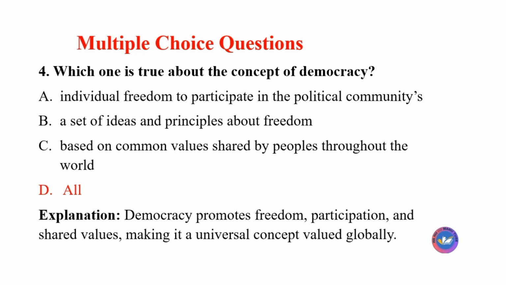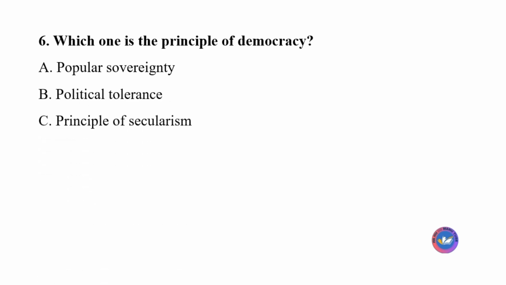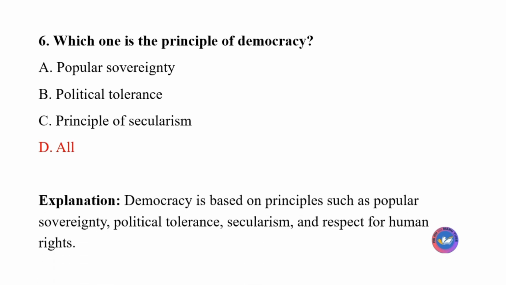Question number 6. Which one is the principle of democracy? A. Popular sovereignty. B. Political tolerance. C. Principle of secularism. D. All. The answer is all. Democracy is based on principles such as popular sovereignty, political tolerance, secularism, and respect for human rights.